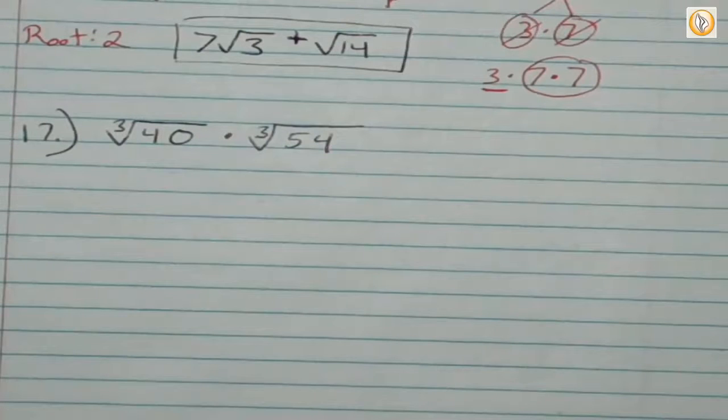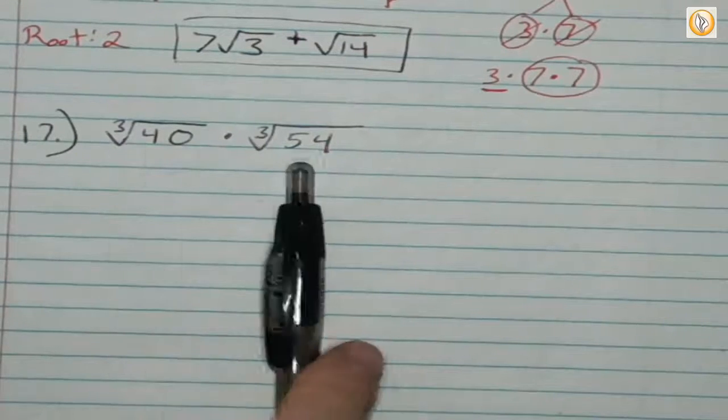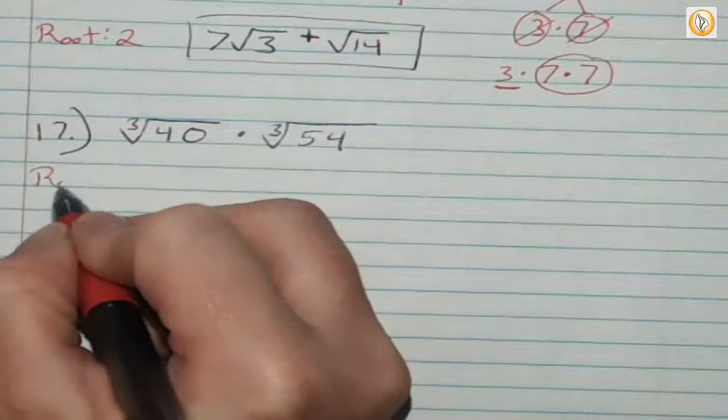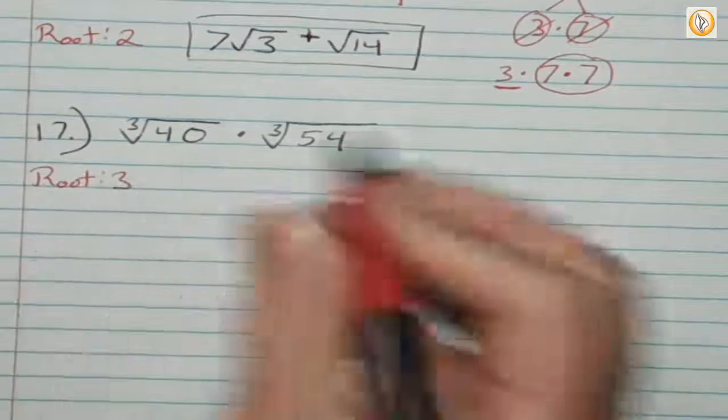All right, who would like to do 17? Chat, thank you for volunteering. Are either of these prime? No. What's my root? 3. All right.